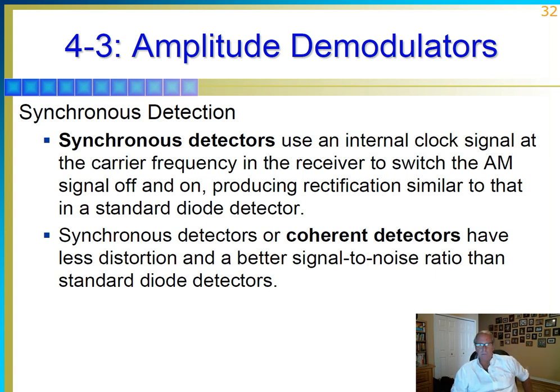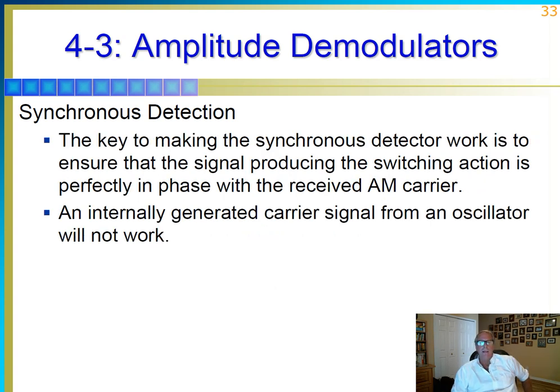The tricky part is, you have to make sure that the synchronous signal that is being used to switch on and off the carrier coming in, the received carrier, is in phase with that incoming carrier. And you do that with a circuit called a phase lock loop, which we build one of those later on in this course.